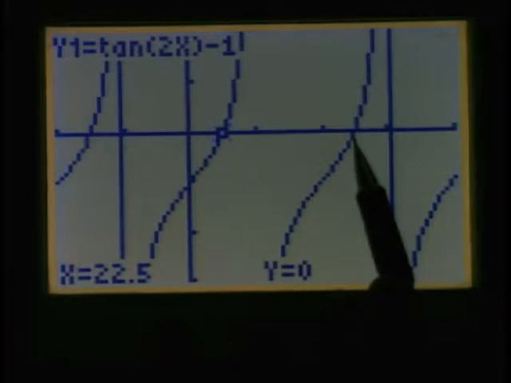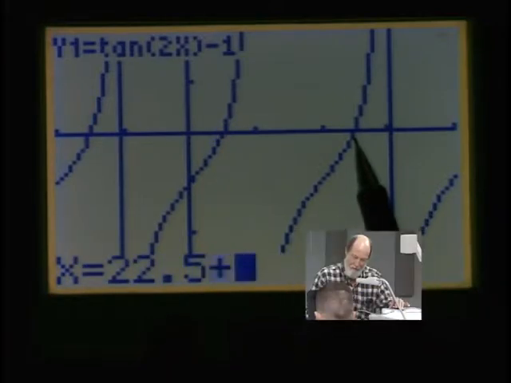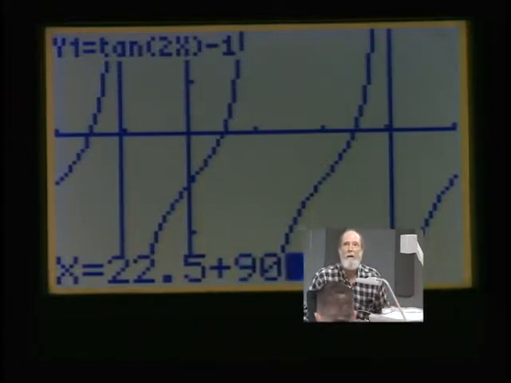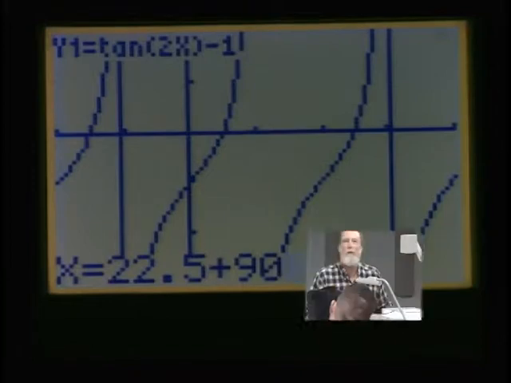I'm still in trace mode, 22.5, and if I add to it the period, which is pi over 2, but in degrees it's 90, isn't it? If I add 90, I should hit another 0, shouldn't I? Oh, look at that. You got that. Did you see that?